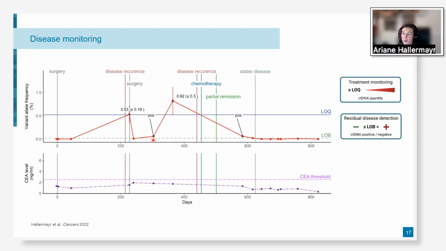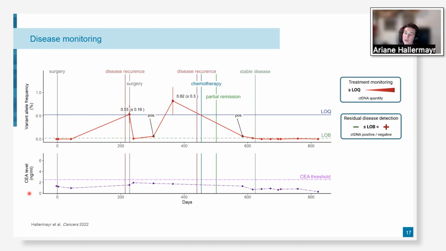But here, more than 3 months before the second disease recurrence, as you can see here, ctDNA signals were measured again, indicating disease recurrence in this patient quite some time before it was clinically confirmed. And then following the initiation of chemotherapy, ctDNA levels dropped again. And in parallel to the finding of stable disease, ctDNA was not detectable anymore.